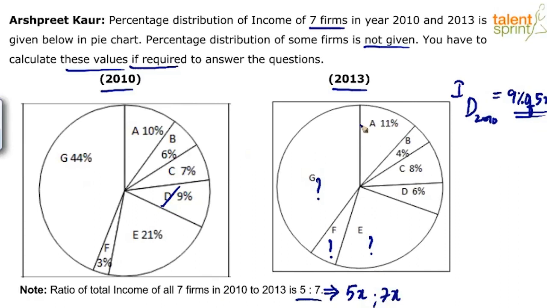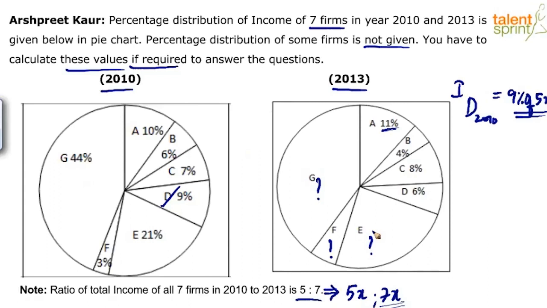What is the income of A in 2013? 11% of 7x. What is the income of E in 2013? We don't know what percentage it is, right? So whatever it is, some percentage of 7x. If there's a question that requires us to find out the value of E, some data will be given pertaining to that. We have to use that to find out the value of E first and then answer the required question. So I think that's about the given data here, right?